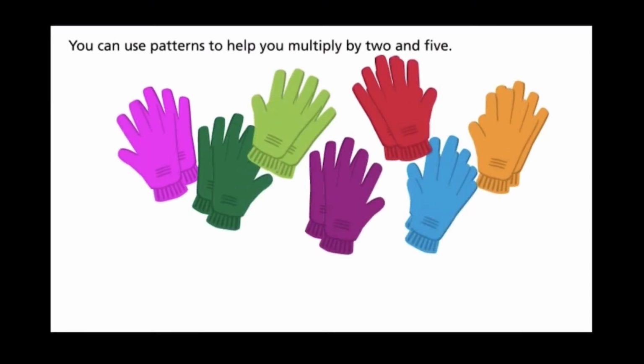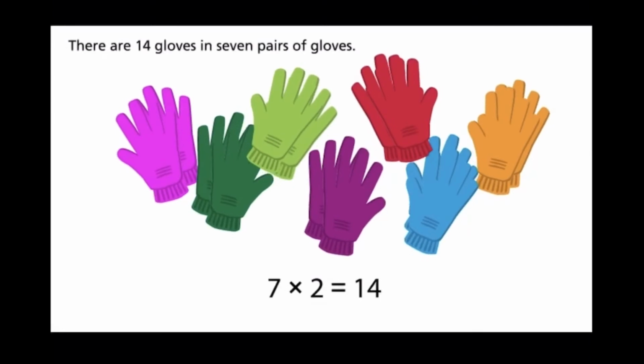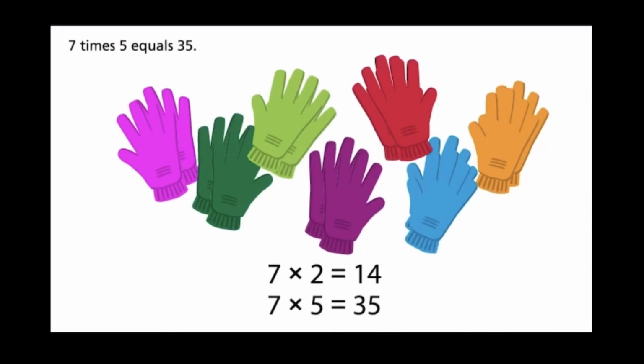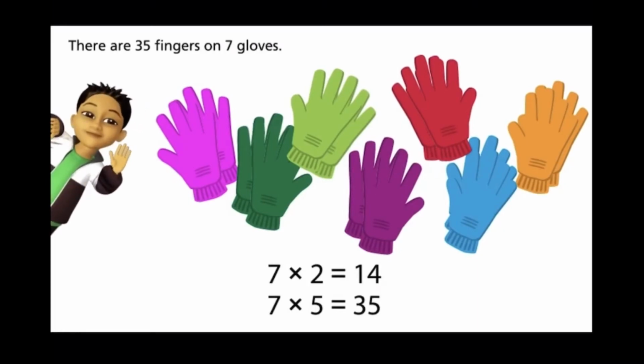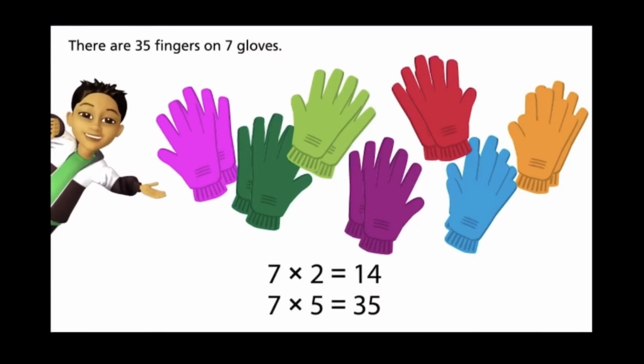You can use patterns to help you multiply by 2 and 5. 7 times 2 equals 14. There are 14 socks in 7 pairs of socks. 7 times 5 equals 35. There are 35 fingers on 7 gloves. You can use skip counting or patterns to find the number of fingers on 7 gloves.